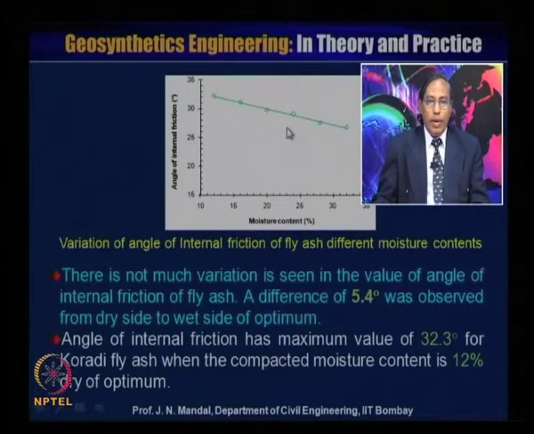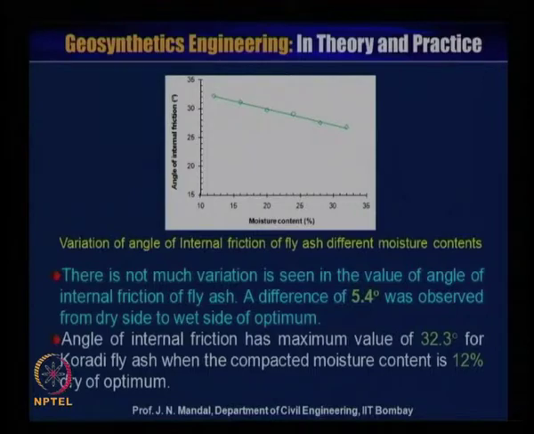So, the angle of internal friction has a maximum value of 32.3 degrees for the fly ash when the compacted moisture content is 12% dry of optimum. So, at 12% dry of optimum, you have a good value of friction angle, that is 32.3, whereas the cohesion value is very low.